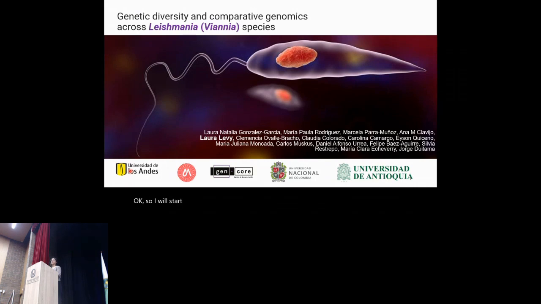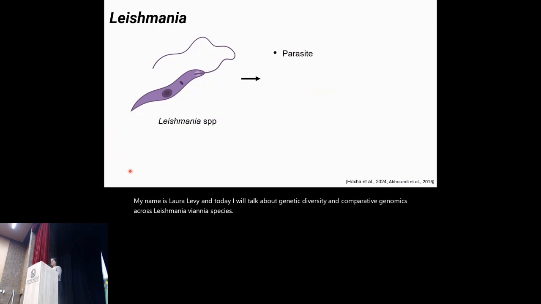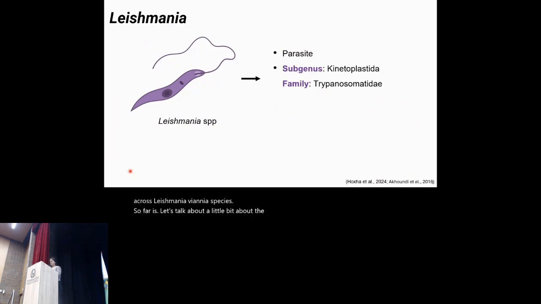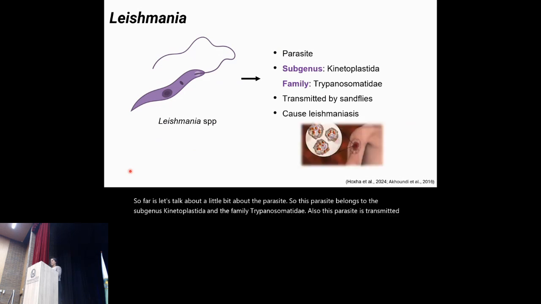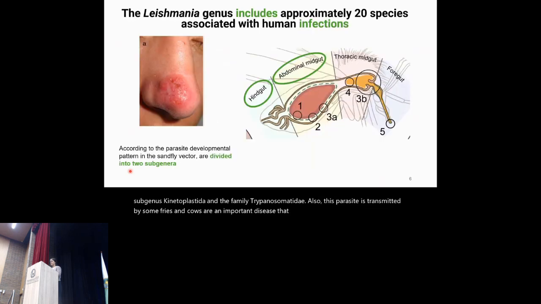My name is Laura Levy, and today I will talk about genetic diversity and comparative genomics across Leishmania Viannia species. First, let's talk a little bit about the parasite. This parasite belongs to the order Kinetoplastida and the family Trypanosomatidae. Also, this parasite is transmitted by sandflies and causes an important disease called leishmaniasis.